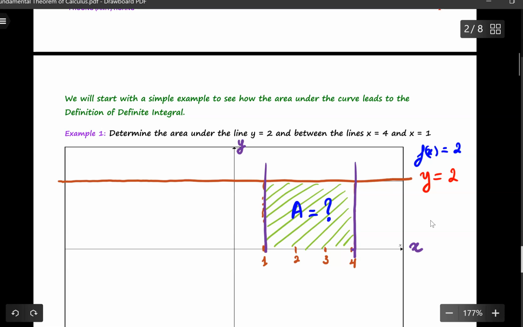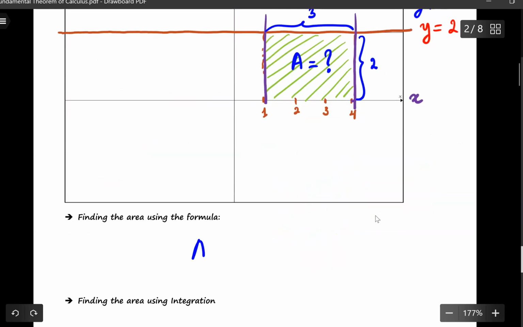You probably tell me that, oh, it is just a rectangle. Then it's very simple. All you have to do is evaluate this length, which is 4 minus 1, so you should have it equal to 3. And this one should be 2 minus 0, so you should have this equal to 2. So the area is as simple as taking 3 times 2, which is equal to 6.